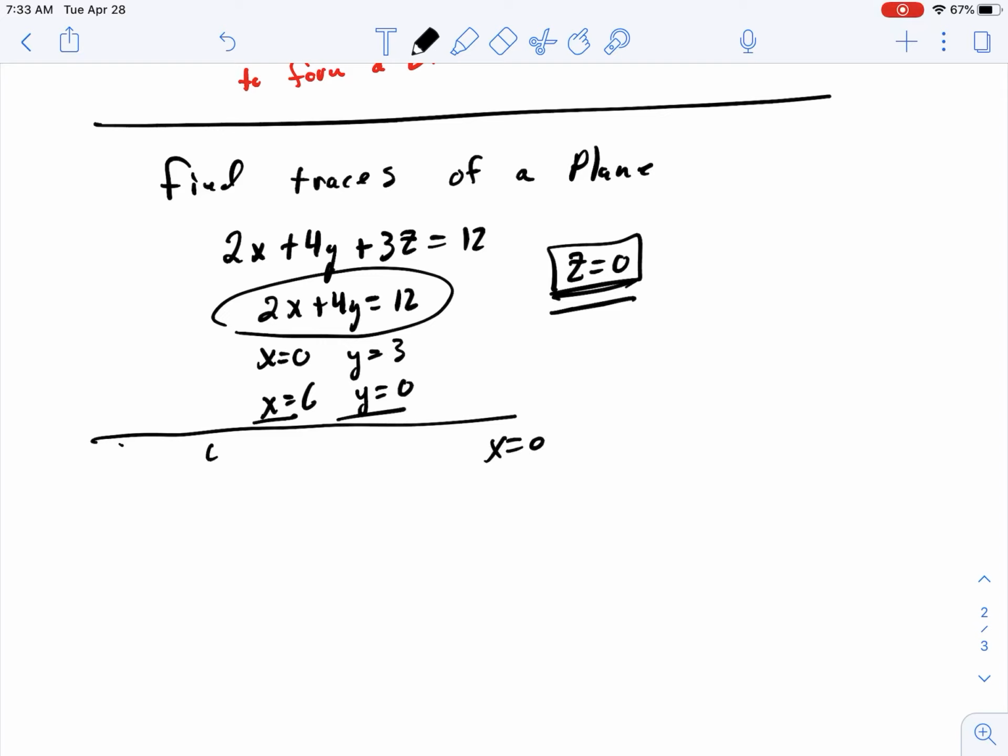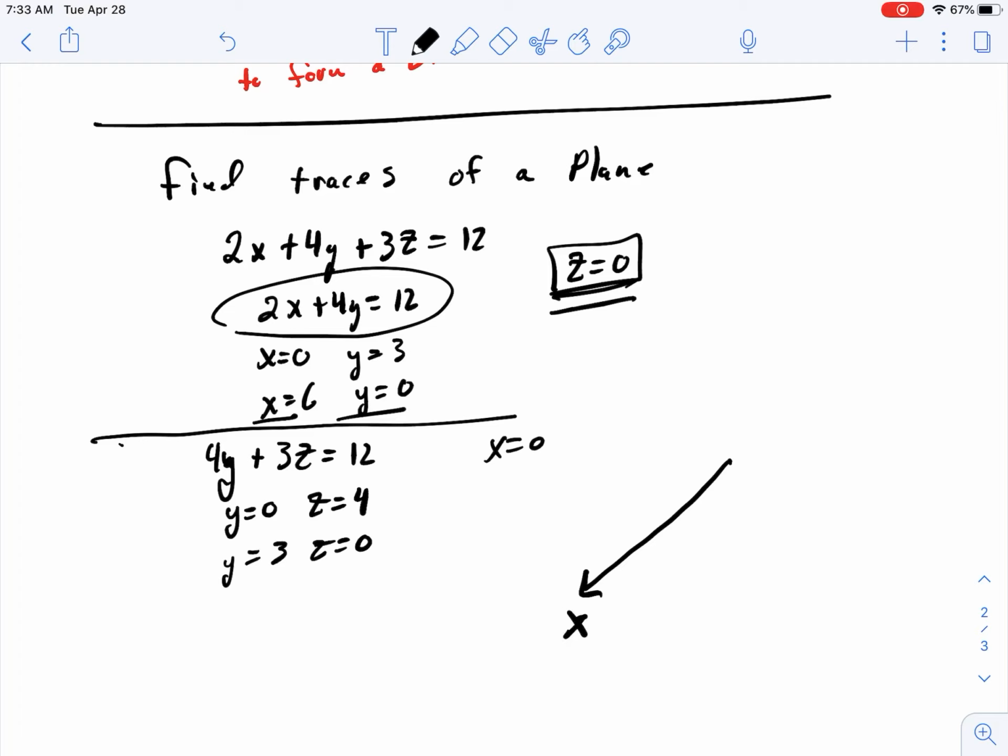Let's go ahead and do the math. Now let's say x equals 0. That would mean that I have 4y plus 3z equals 12. So if y equals 0, z would be 4, and if z is 0, y would be 3. And I think that should be enough to get the traces going here.